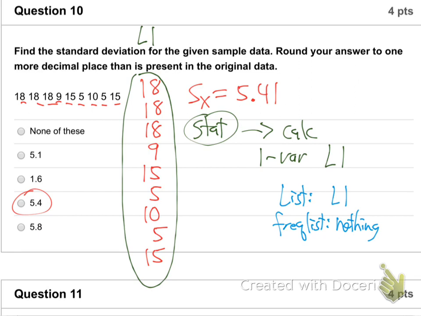Would it change your answer? It would. Yeah, if you put in L2, it's going to grab whatever's in the L2 list and try to apply that as how frequently those numbers occur. Even if there's nothing in the list? I think it'll just give you an error if there's nothing in the list. Okay. Yeah. So you can't have L2 in there.